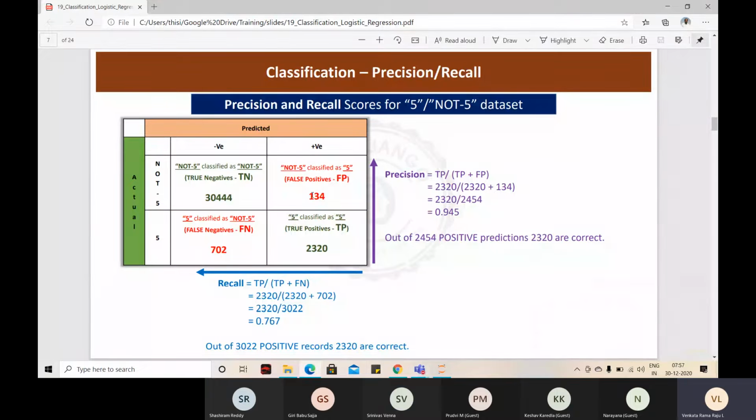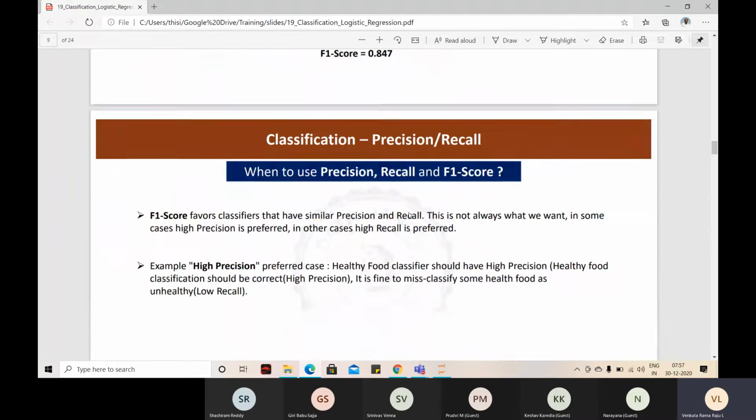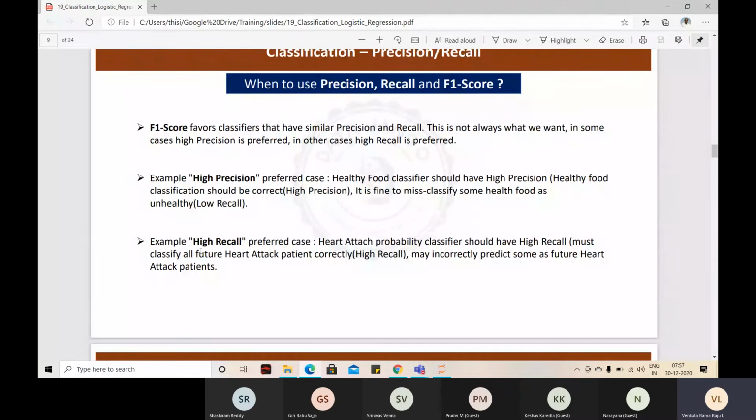So that's the importance. If you built a model that predicts not healthy food as healthy 0 times, that is the expected model, right? And the other thing is high recall.